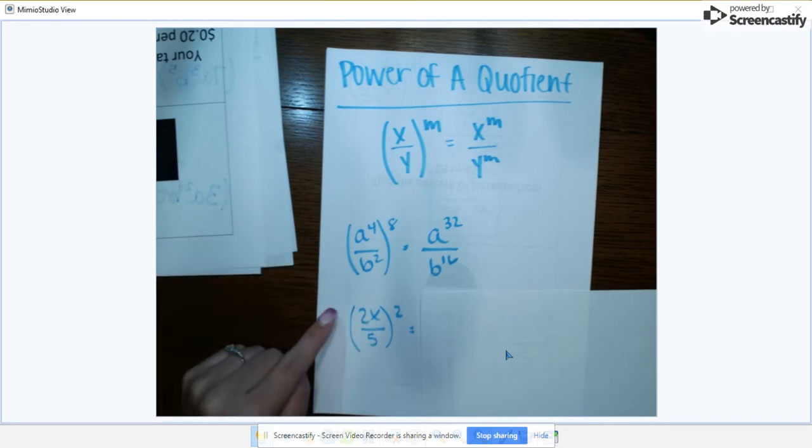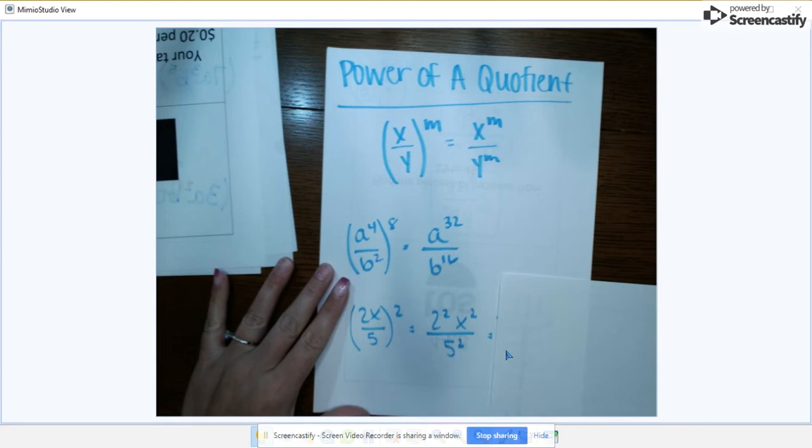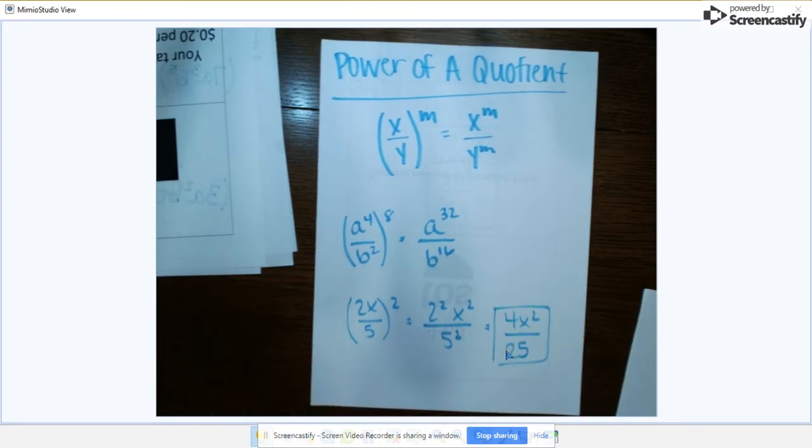Again, you can use numbers. We have to give it that squared to everything in the numerator. So 2 squared x squared over 5 squared. And then simplify your numbers. So we have 4x squared over 25.